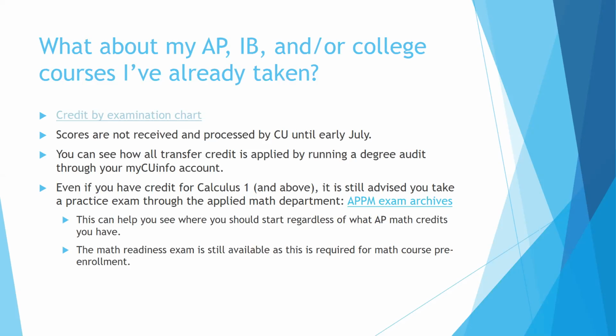So your AP scores aren't received by CU until early July. So just know that if you have one of those earlier registration windows, this is something that we're going to have to take into account for you. If you have a later registration window, those should have all been processed, and you should see your AP credit on your degree audit at that point in time.